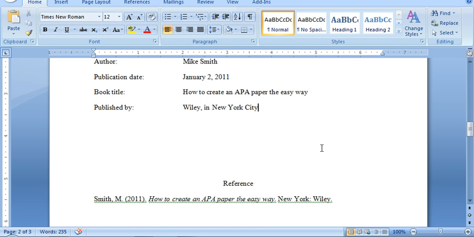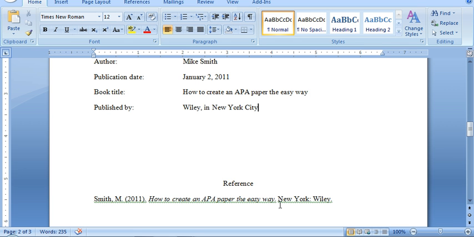As always with APA, there are some golden rules. For example, we always invert the author's name, and we only ever use the first initial of the first name. So in this case, it's Smith, M for Mike Smith. Next in the reference comes the year of publication. As far as books are concerned, we never include the month or the day. We're only interested in the year of publication, and the date always goes into parentheses.